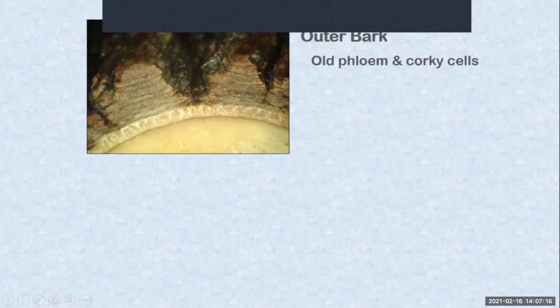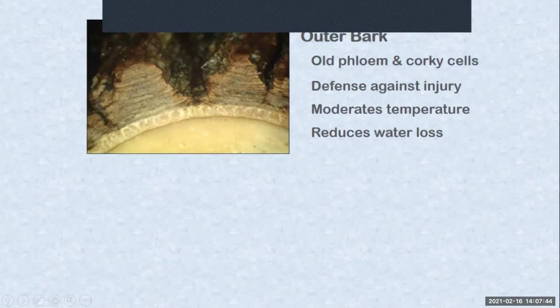Now the bark, the outer bark, consists of old phloem and corky cells. There's only a small layer of phloem, and then after a while, that phloem dies away and it starts to get crushed into the layers of the bark. So old phloem can be found in the bark layers, along with some cork cells. Cork cambium is in here as well. The bark also provides defense against injury. It helps moderate temperature and it reduces water loss. So those are some functions of the bark.